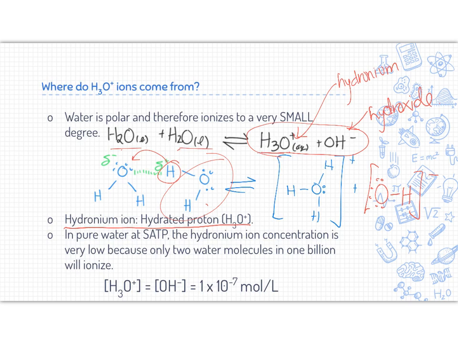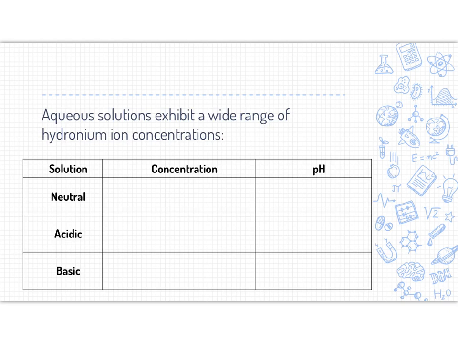Because it makes an equal number of H3O+ and OH-, we can say that the concentration of H3O+ and the concentration of OH- in solution are equal. And with experimentation, they've decided that the concentration of each of these is 1 × 10^-7 moles per liter. So for a neutral solution, I know that the pH is 7. For an acidic solution, it will be less than 7. And for a basic solution, it will be greater than 7.